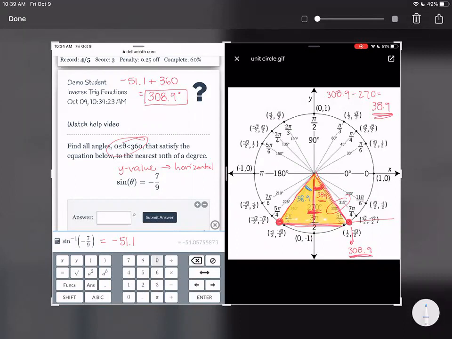Okay, so if we know that here is 270 and we want to get to this blue point, and we know they are 38.9 apart, going backwards, you can take the 270 and subtract 38.9. That's what we're going to do to get to that point. So subtract from the 270 and you get 231.1 degrees. And so that would be our second answer.